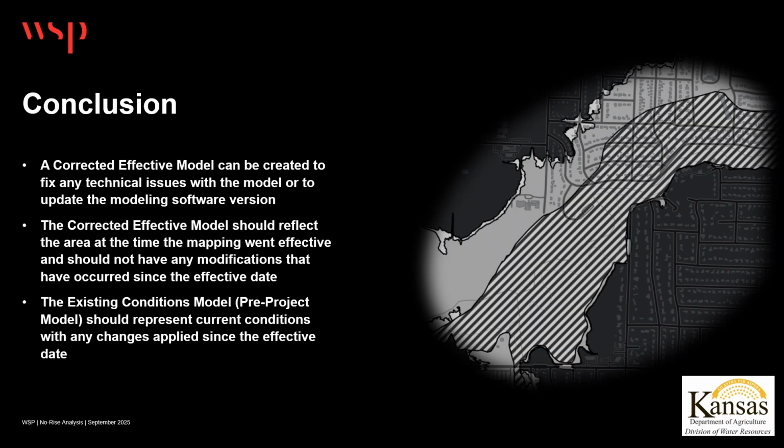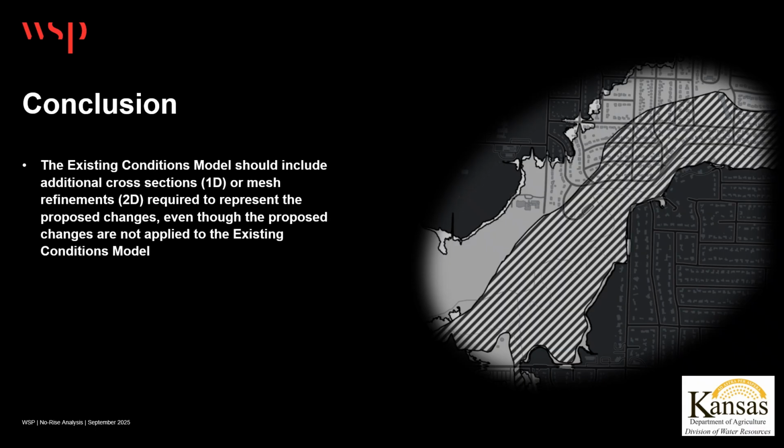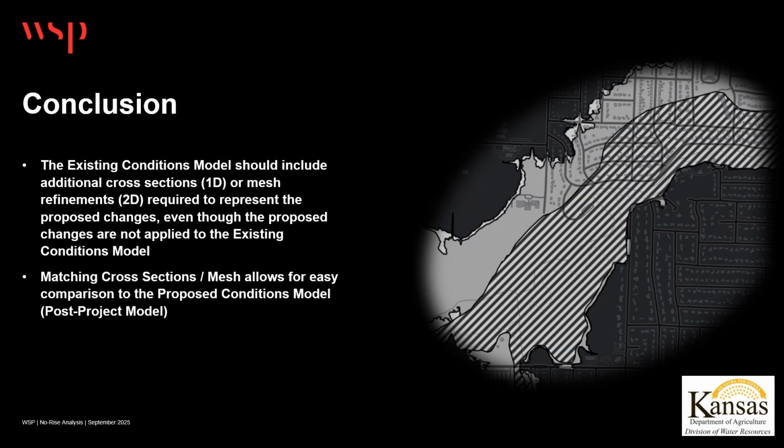The existing conditions model should represent current conditions with any changes applied since the effective date. The existing conditions model should include additional detail such as cross sections in a 1D model or mesh refinements in a 2D model so that it properly represents the proposed changes, even though the proposed changes are not applied to the existing conditions model. Matching cross sections and mesh allows for easy comparison between the existing conditions and proposed conditions model.